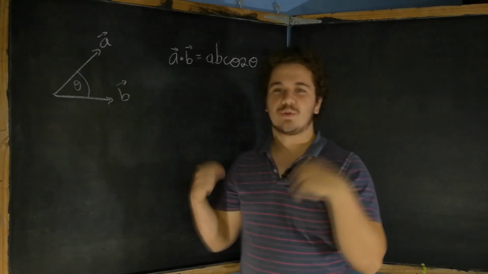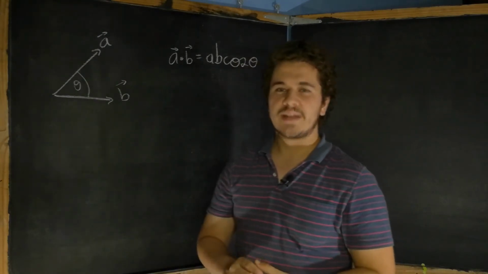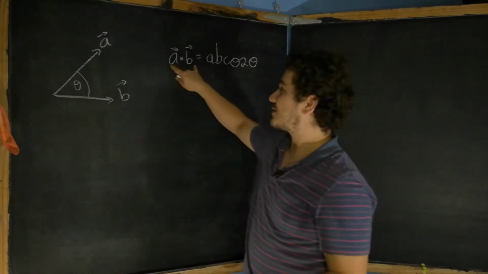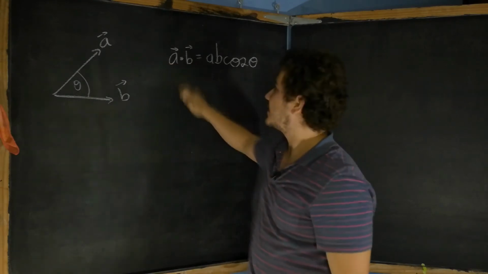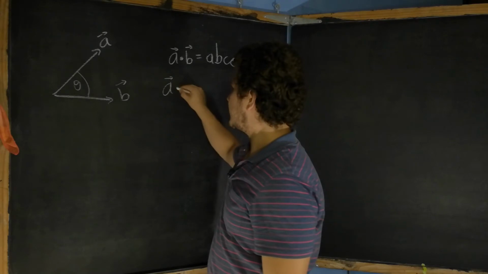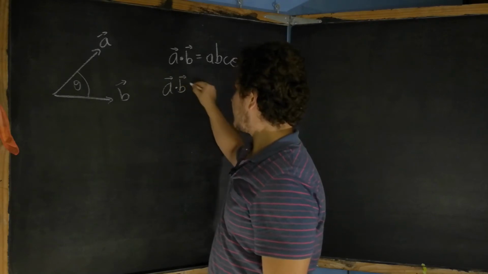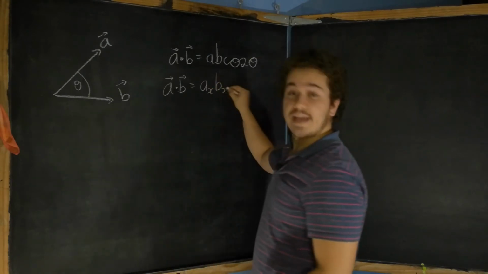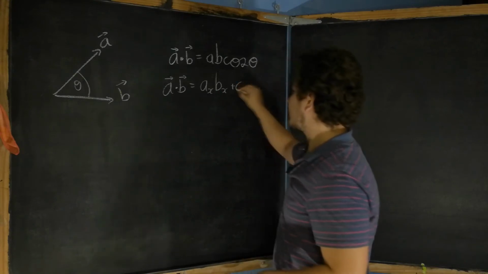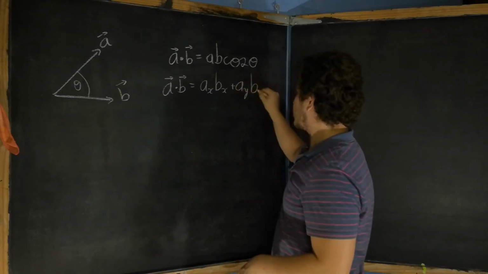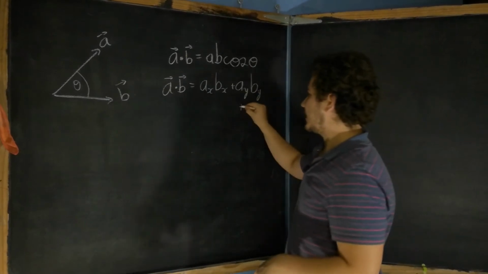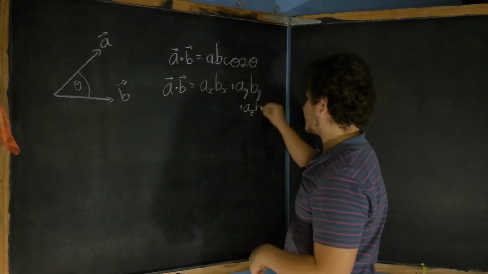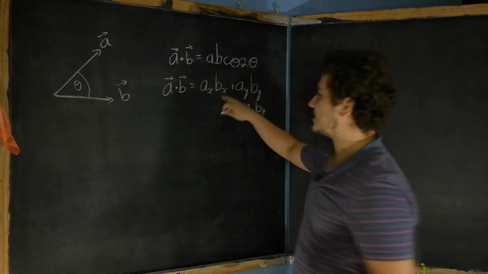When would this be useful? It could be useful when calculating the work that a force does on an object. There's another form we can write this dot product as, and it is this one. A dot B equals the x component of the first vector times the x component of the second vector, plus the y component of the first vector times the y component of the second vector, and lastly the z component of both vectors. The multiplication of these and then the addition of them.